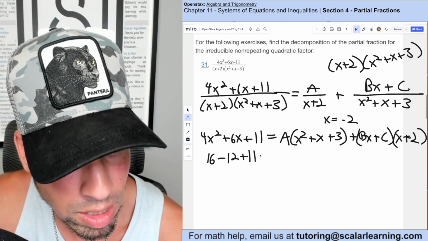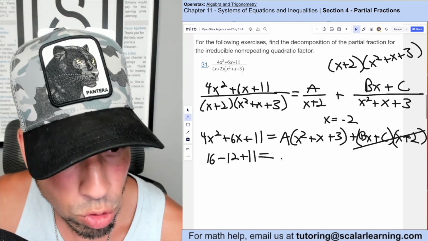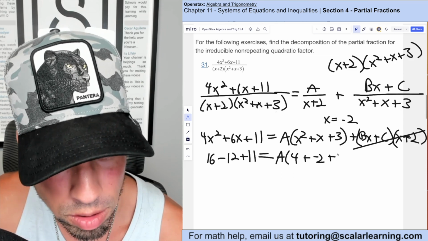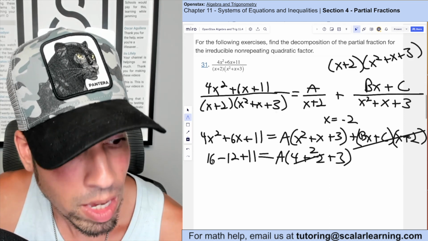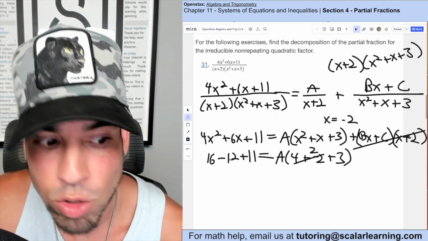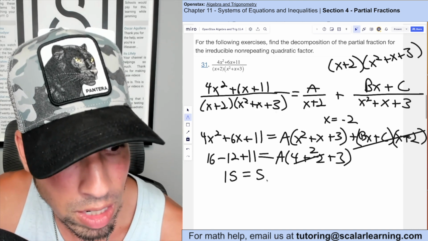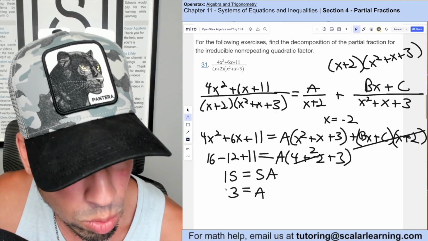So the left side is equal to, this is gone. And then over here we have negative 2 squared, which is 4, plus negative 2 plus 3, right? That's going to be 2 plus 3 is 5. And on the left side, we get 16 minus 12 is 4 plus 11 is 15. So we get 15 equals 5a. Divide by 5, and we get a is equal to 3.